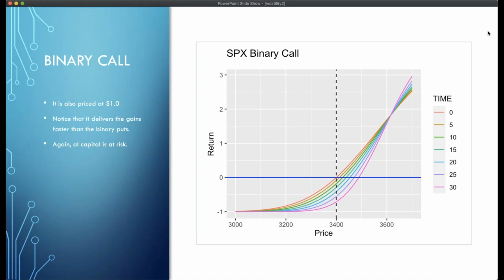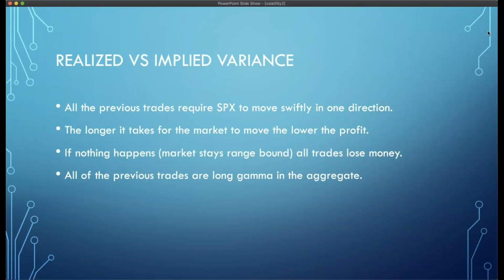Okay, so now let's come to the fine tuning. You notice that all these trades require SPX to move a lot in one direction, either up or down, but it requires a swift move. And you notice also that the longer it takes for the market to move, the less money you make, no? And in fact, if nothing happens, all of those trades lose money, all of the trades. But they are good. All of those trades were long gamma trades.